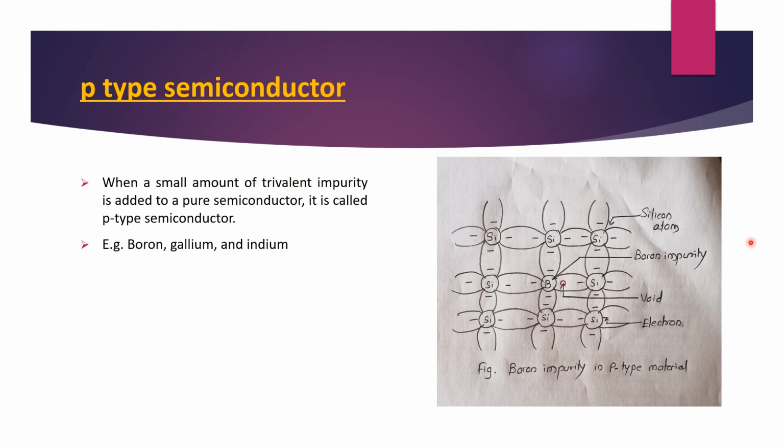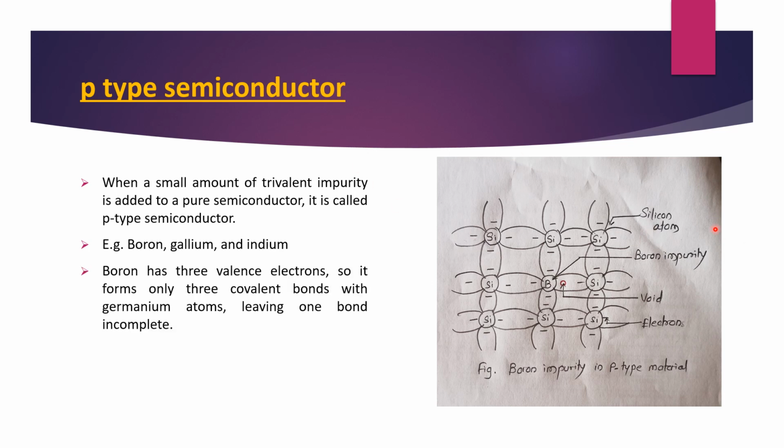Examples are boron, gallium, and indium. For you, there's homework: calculate the atomic number of boron, gallium, and indium, calculate their electronic configuration, and justify why they are called trivalent. Boron has 3 valence electrons. Now see the structure. It is the silicon crystalline structure that we have already studied in the last lecture. Now this impurity is added, for example boron.